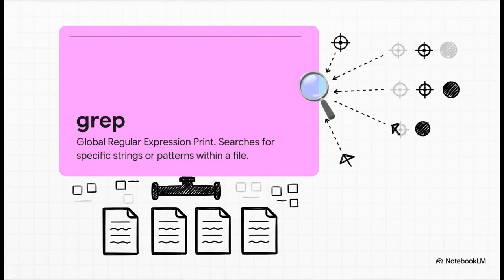And one of the best partners for the pipe is grep. Think of grep as your own personal search engine, but for your files. You can pipe the contents of a file into grep to find any word, any phrase, any pattern you're looking for, and it is lightning fast. Quick tip, use the -i flag and it'll ignore whether the letters are uppercase or lowercase.